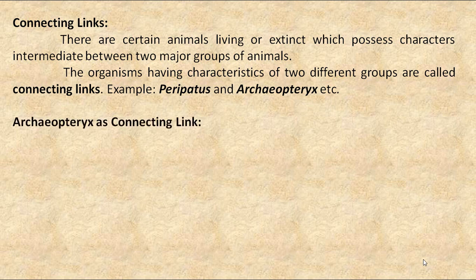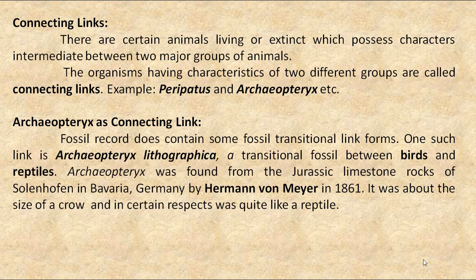Now let us see Archaeopteryx as an example of connecting link. Fossil record thus contains some fossil transitional link forms. One such link is Archaeopteryx lithographica, a transitional fossil between birds and reptiles. Archaeopteryx was found from Jurassic limestone rocks of Solnhofen in Bavaria, Germany by Hermann von Meyer in 1861.